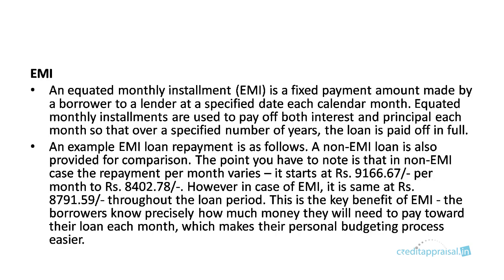So we have seen this term EMI many times before. So let us see what EMI is exactly. EMI stands for equated monthly installment. It is a fixed payment amount made by a borrower to a bank at a specified date every month.